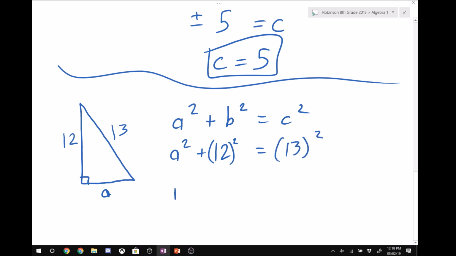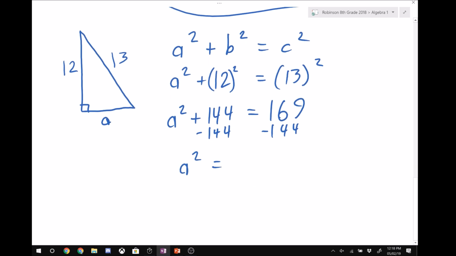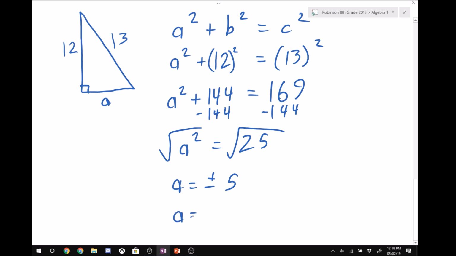squared. So a squared plus 144, which is 12 squared, equals 169. I subtract 144 this time. Then we get that a squared equals 25. Again, when we take the square root, we get a equals plus or minus 5, but we really know that we can't have that negative length, so a is just 5. Okay, that's the first use case.